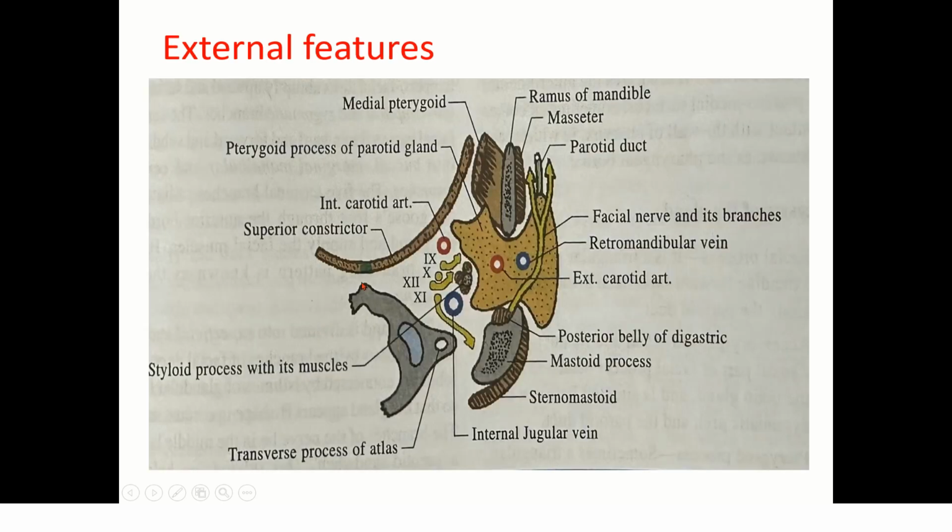You can see here, this is the mastoid process. This is the sternocleidomastoid. This is the posterior belly of digastric. This is the styloid process with the styloid group of muscles. You can see the internal carotid artery, internal jugular vein, and the 9th, 10th, 11th, 12th cranial nerves. And you can see this is the transverse process of atlas.